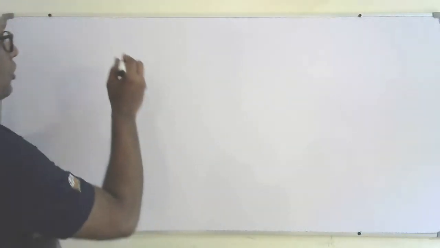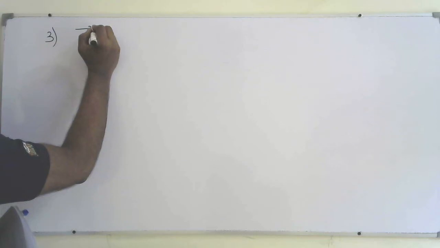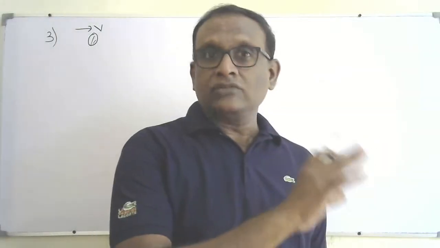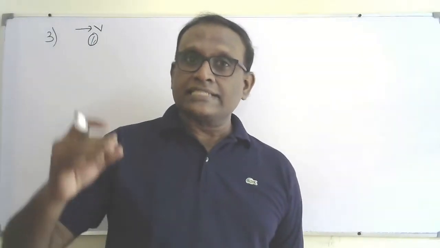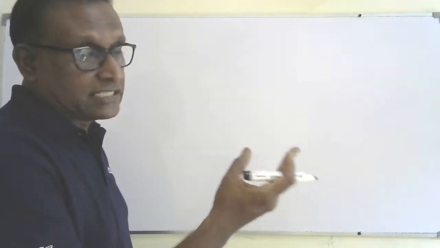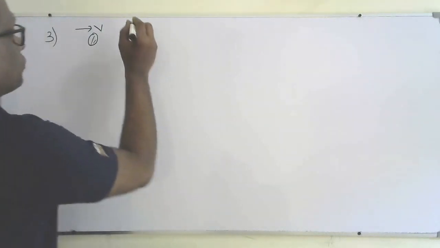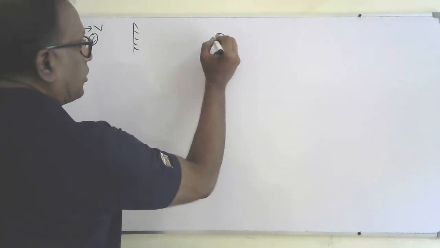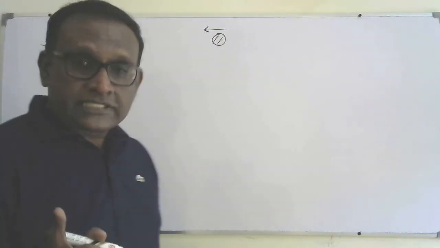If I draw a diagram for question 3, a ball is moving at a velocity v. Let's take the initial velocity towards the right as positive. The question paper gives the initial velocity as v with a positive sign. Positive is not marked, but we know that unmarked means it's positive. This is the wall, this is before collision. After collision, the ball bounces back with the same speed, in the opposite direction.